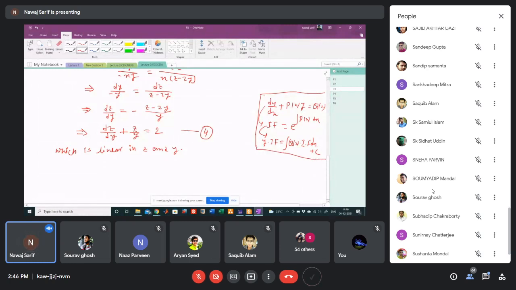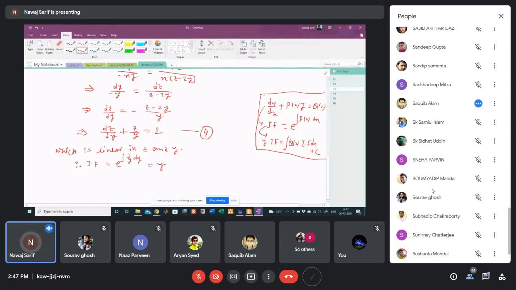Now here this equation is linear in z and y. So what will be the integrating factor here? The integrating factor is e to the power integral of 1 by y dy. So what will we get? e to the power log y, and e to the power log y is y. Yes, sir. Okay, so this is your integrating factor.